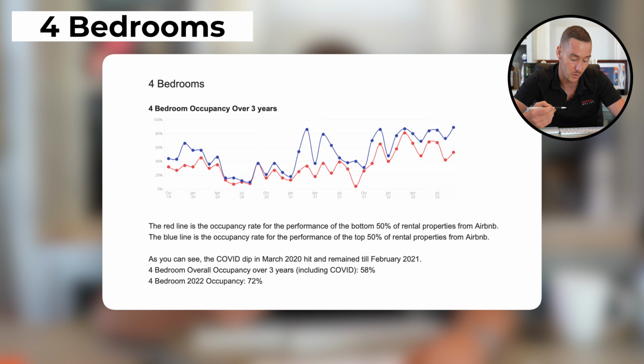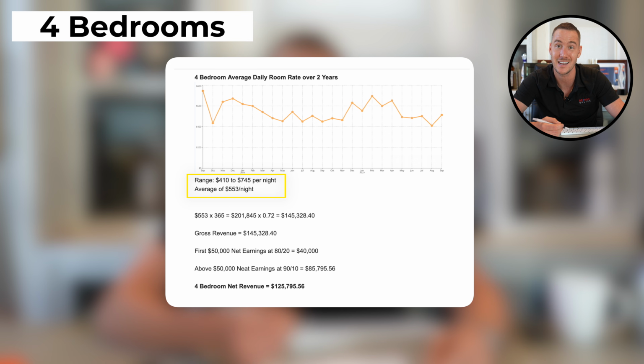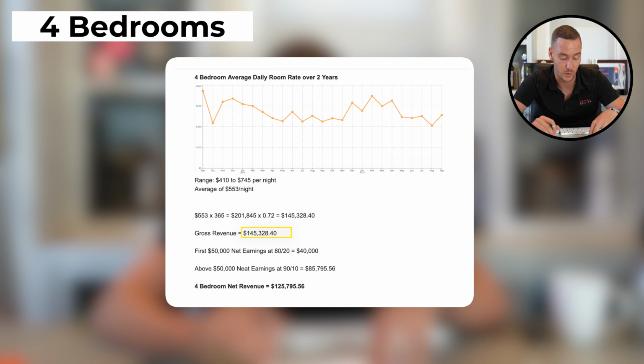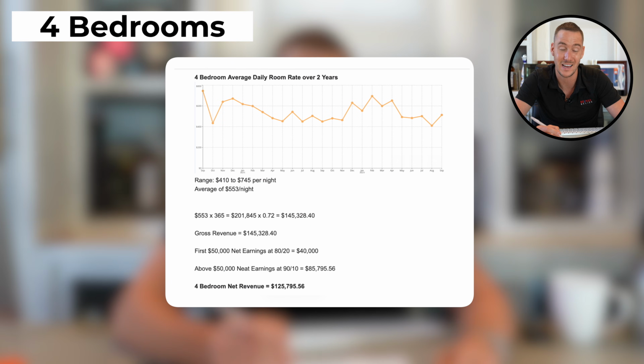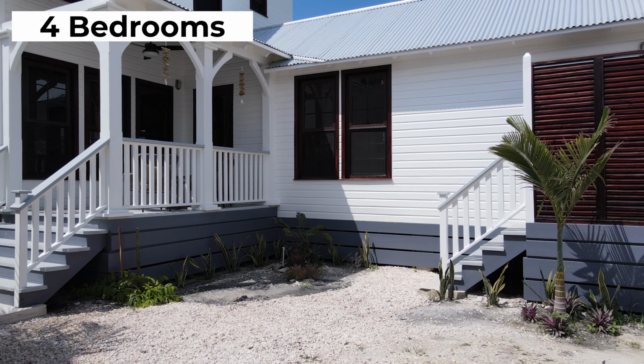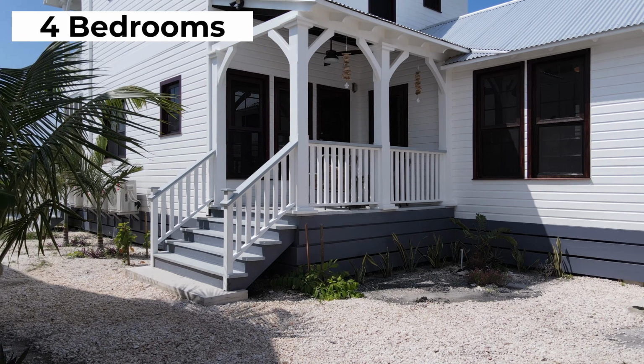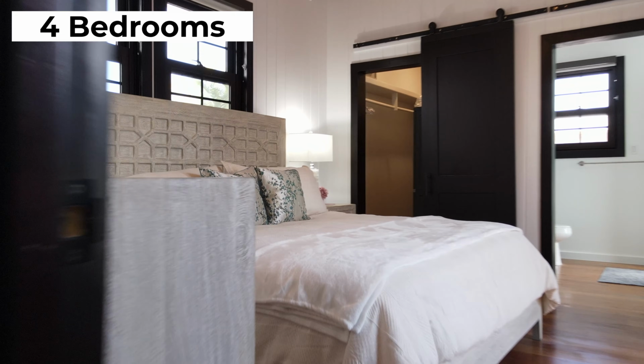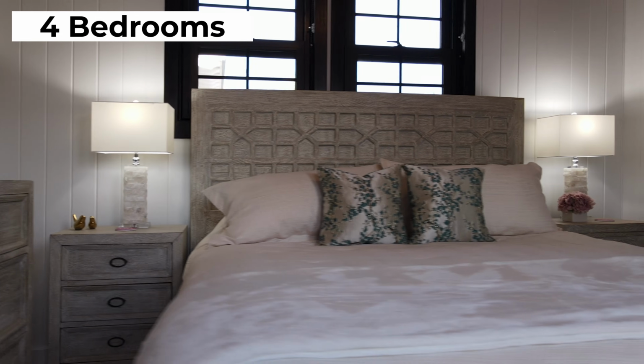So now we take our range of $410 per night in ADR to $745. We average that out, and then we extrapolate from there our gross income of $145,328.40. So when we look at our rental management split, you'll see in the end you come away with $125,795.56. After we took the utilities and expenses that we put in, you're left with $118,047.56. But I would calculate when you get to a 4-bedroom home, your utilities are probably gonna double from there.